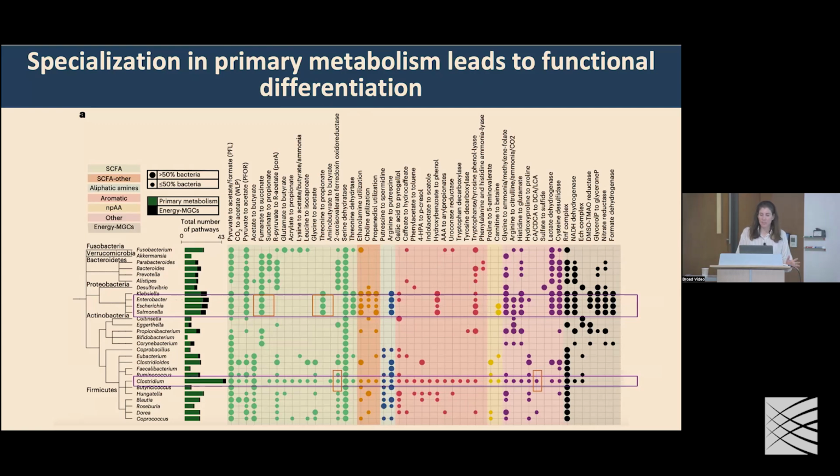And this is important because depending on the resources that they have in the gut, they can proliferate more or less, and this shapes the composition of the human gut microbiome.